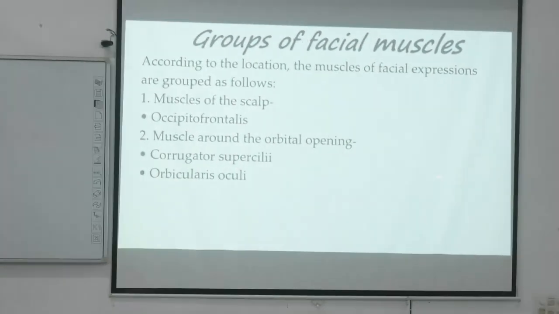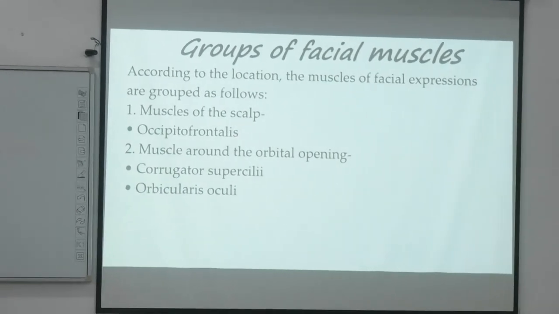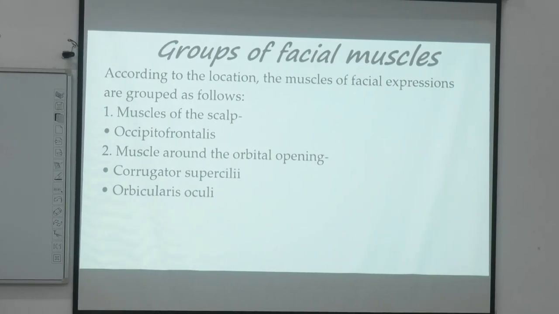The muscles of facial expression have been grouped into 6 groups. Okay, we will discuss each individual group. According to the location, the muscles are grouped as follows. Muscles of the scalp: only one muscle is included in the scalp, the occipitofrontalis. It has 4 bellies, okay, 2 occipital bellies and 2 frontal bellies.